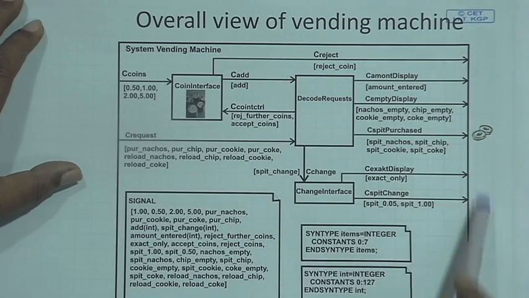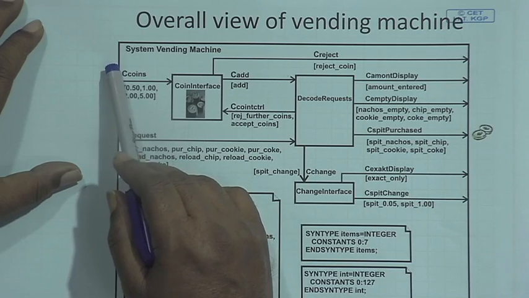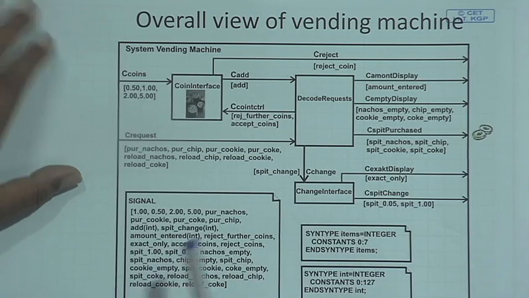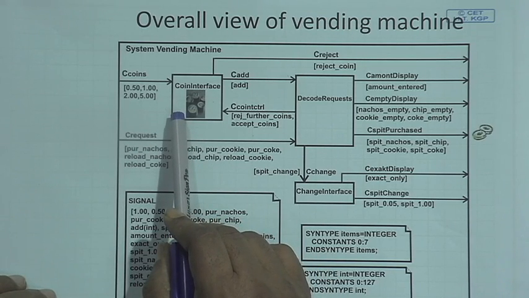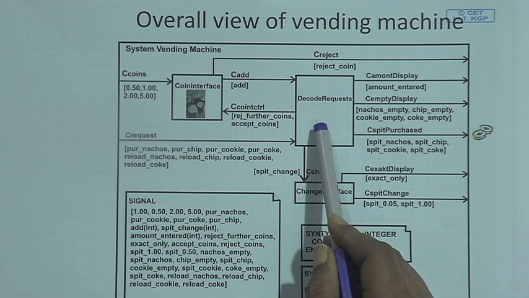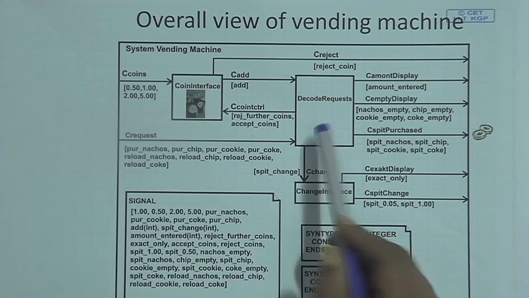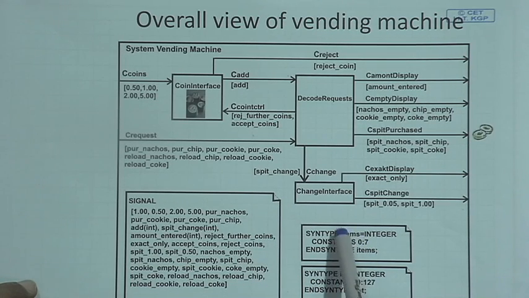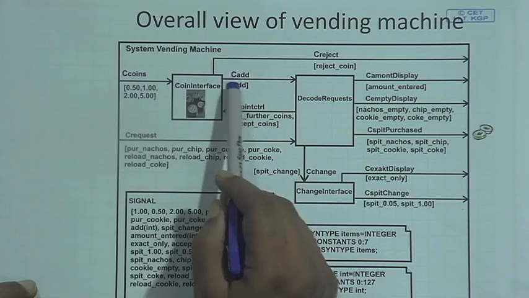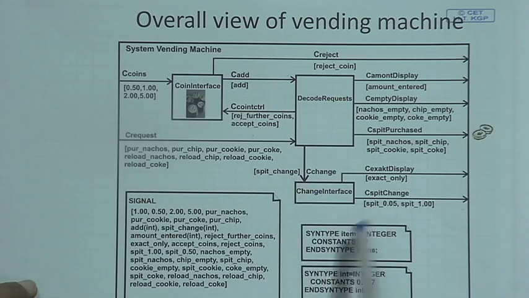So, here is the complete vending machine, that is the system. And what are the blocks in that? One is the coin interface, one is decoding the requests, whatever requests are coming, whether I want a Coke or a cookie, and a block to provide you the change. So, these are the three blocks, and there are a number of declarations. These declarations we will come to later, and along with these blocks there are channels defined.